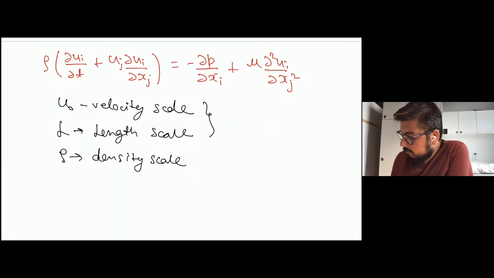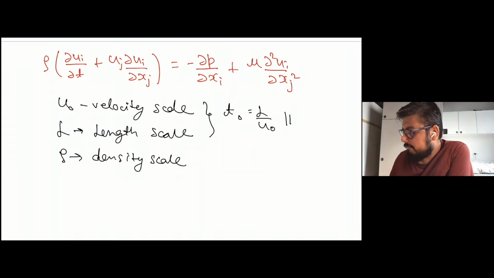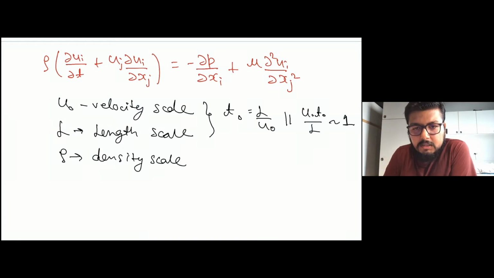We can always form a time scale using the length scale and the velocity scale. However, note that the moment I write my time scale as L over U naught, I'm assuming that U naught times T naught by L is of the order 1. Of course, for the cases where this is not true, you will get another non-dimensional number, which is precisely U naught T naught by L. However, if you choose the velocity and the length scales wisely, then you can always define a time scale which is L over U naught.